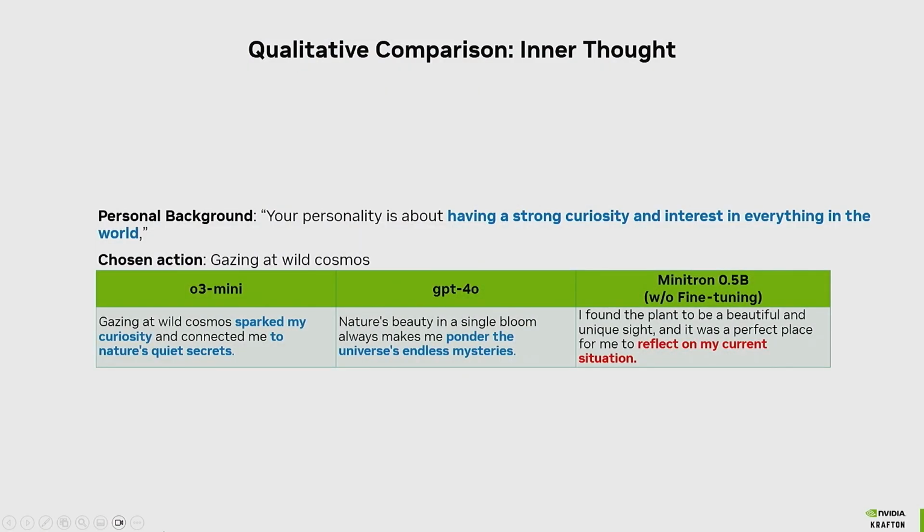Then let's compare an example generated by different models. When we look at o3-mini and GPT-4o, we can see the blue text that aligns well with the character's personal background, which says having a strong curiosity and interest in everything in the world. However, in the case of Minitron without fine-tuning, the model fails to incorporate personal background. Instead, as seen in the red text, it sometimes echoes the task instructions rather than following them correctly.